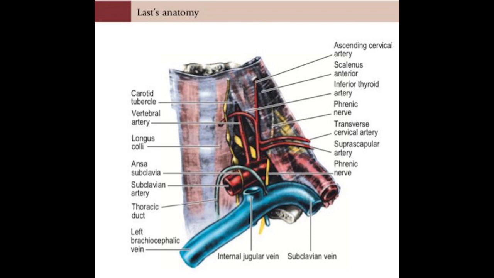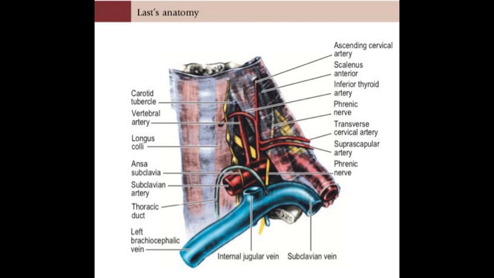Then it lies on the suprapleural membrane and runs medial to the apex of the lung, crossing in front of the vagus and entering the superior mediastinum. Its further course, of course, we have studied in thorax.